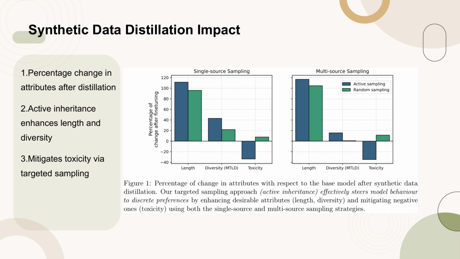Figure 1 illustrates the percentage change in various attributes of a model after it undergoes synthetic data distillation. The study highlights that through a targeted sampling approach known as active inheritance, the model's behavior can be steered towards discrete preferences. This method effectively enhances desirable attributes such as length and diversity, while simultaneously mitigating negative attributes like toxicity. The strategies employed include both single-source and multi-source sampling methods, demonstrating their efficacy in achieving these objectives.